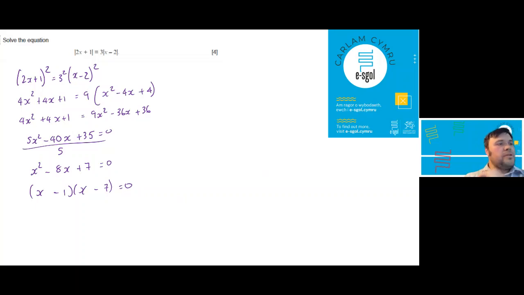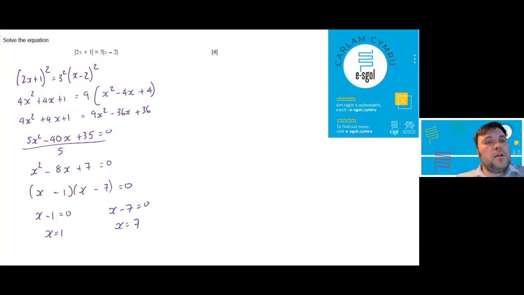I wrote down the wrong question, but this is fine. x minus 1 is equal to 0, so x is equal to 1. x minus 7 is equal to 0, so x is equal to 7. Then there's your nice 4 marks for that.